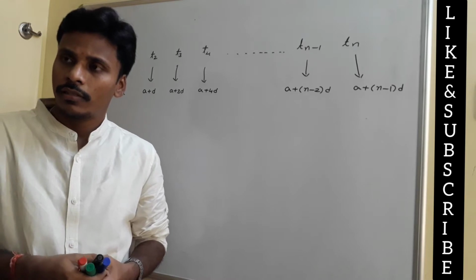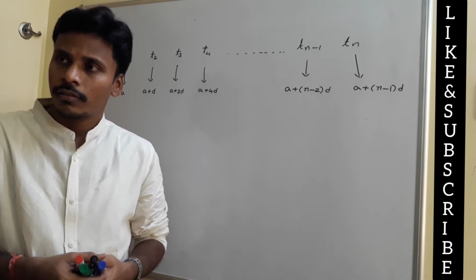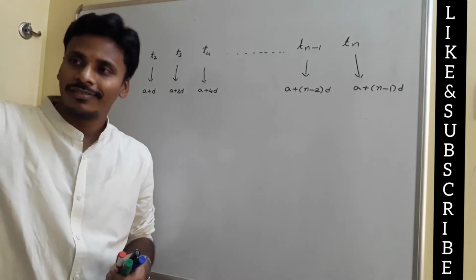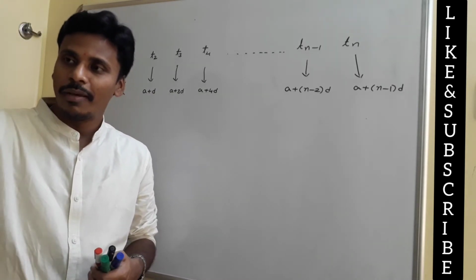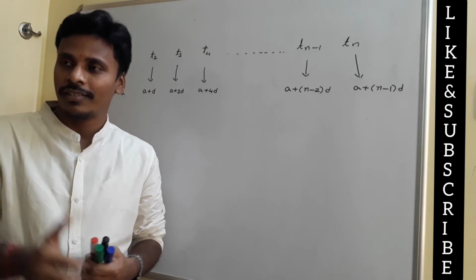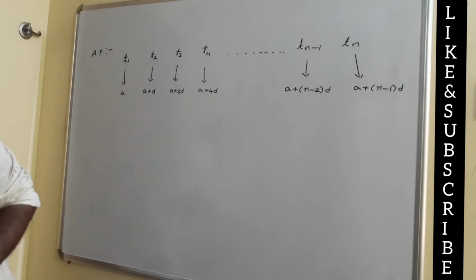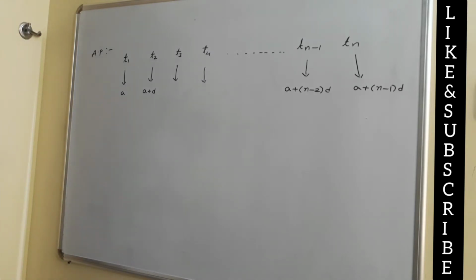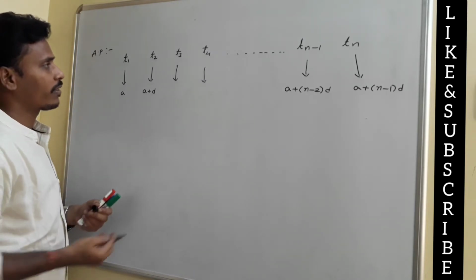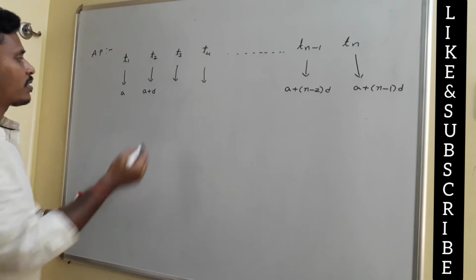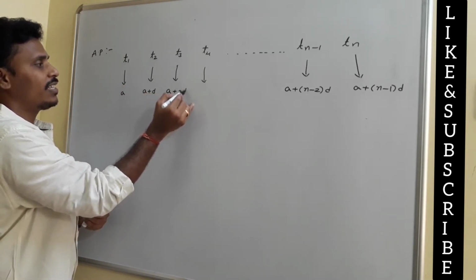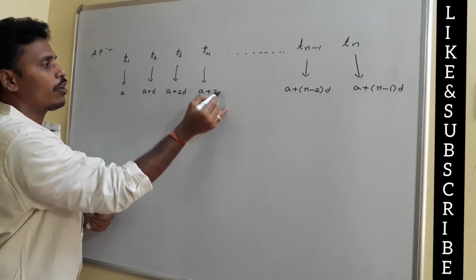Hello, sir. Yes. Sir, T3 equals A plus 2D, sir. Oh, right. Thank you. Thank you. See, maybe everybody raised their hands for that purpose. Thank you, guys. Thank you. Right. So T3 is A plus 2D. Okay. Yeah. Look at this. T1 is A, T2 is A plus D, T3 is A plus 2D, and T4 is A plus 3D.